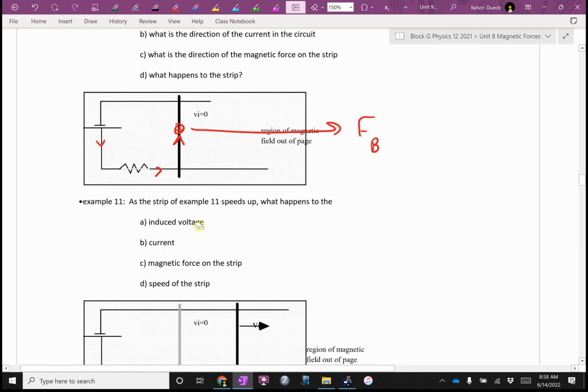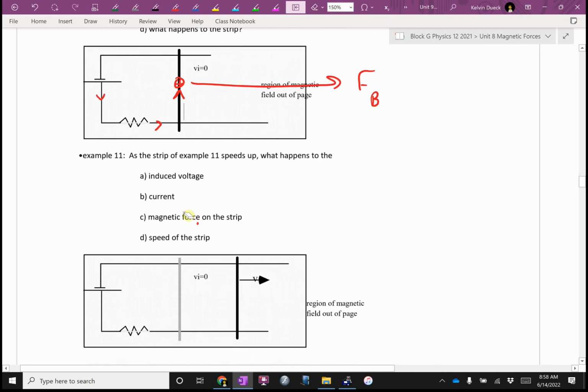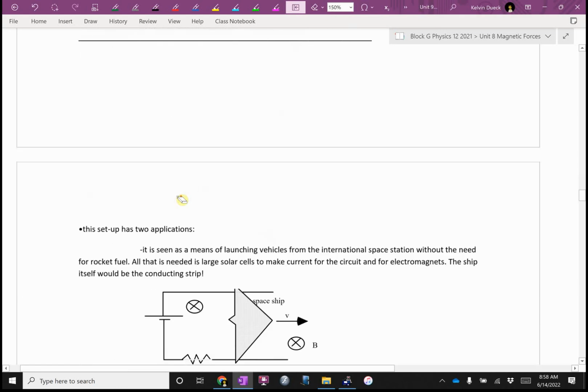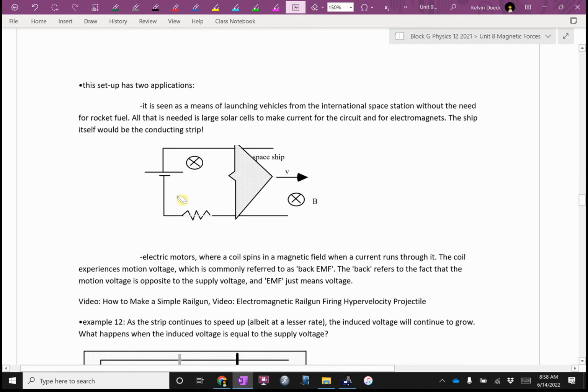So as it speeds up, the induced voltage increases, the current in the bar resisting the source current increases, and you reach an equilibrium point. But this is how a railgun works. Okay? So some applications, and then we're going to finish with this.